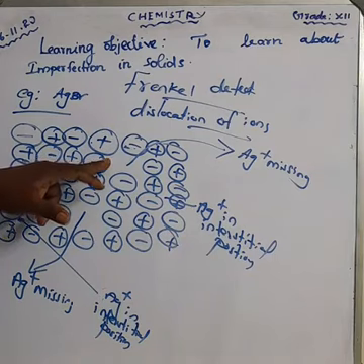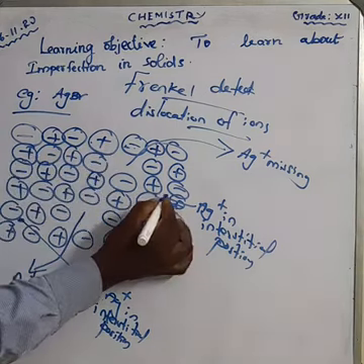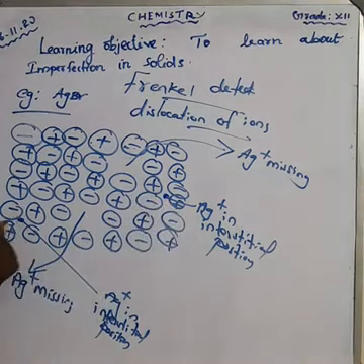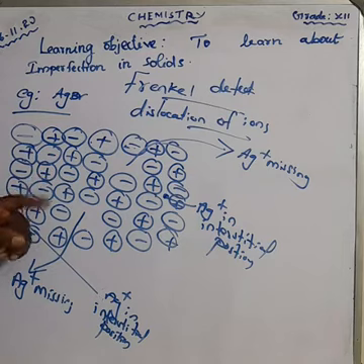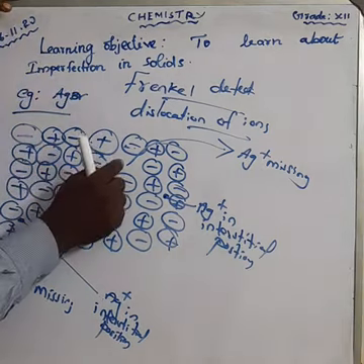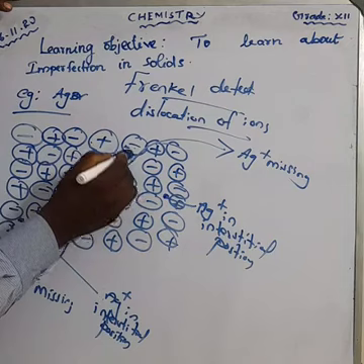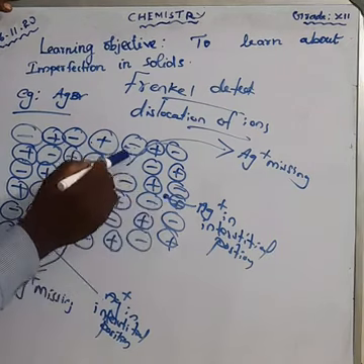Here Ag plus is missing. Here missing, but here having one of the Ag plus ions in interstitial position. Missing from the crystal lattice, but the ion which is missing from the lattice point should be occupying an interstitial position. That means, it is not actually missing, but it should be dislocated from the place. In this particular area, Ag plus ions must be present here.